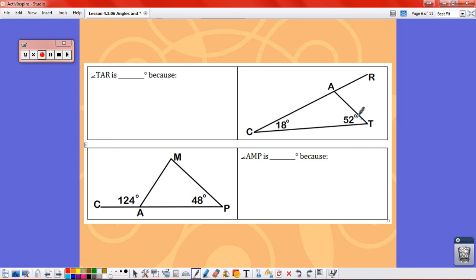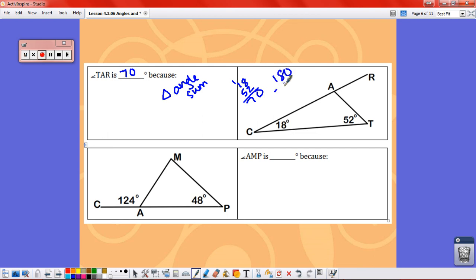Right. Angle TAR. Angle TAR is 70 degrees. We have to be able to prove that. Well, angle TAR, we're going to have to take some steps here. First of all, let's find this missing angle. It's part of a triangle. So, I know the triangle is 180. So we're doing a triangle angle sum. And we're doing 18 and 52 is 70, which is interesting because that's my answer.